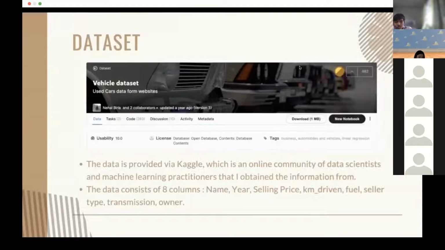As I mentioned earlier, I got this data from Kaggle, which is an online community for data scientists to obtain and gain information from. This data is provided by a student at the University at Buffalo in New York. The data consists of 9 columns and 301 types of car.